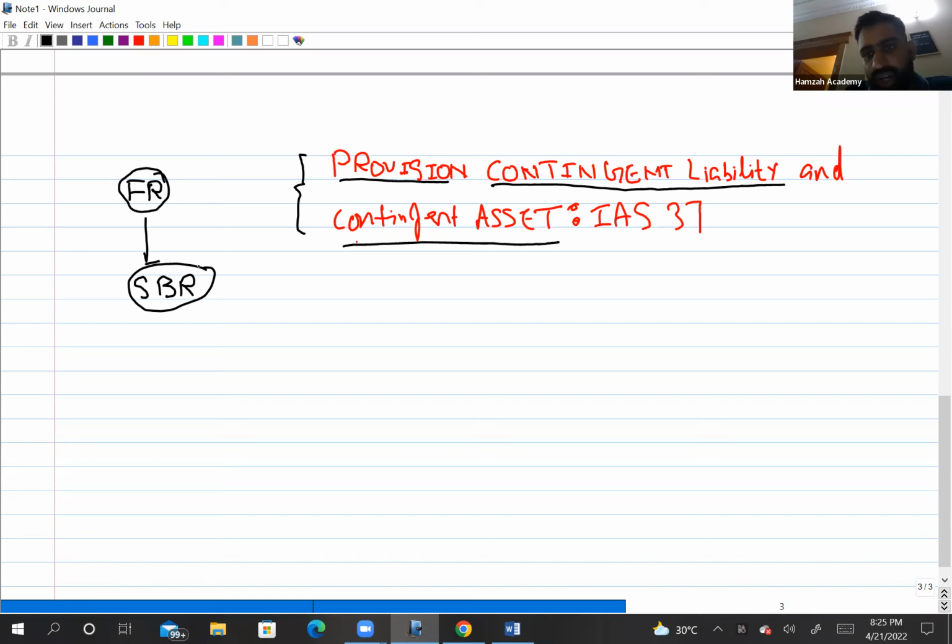So in IAS 37, we have three things: provisions, contingent liability, and contingent assets. First of all, let's start from provision.